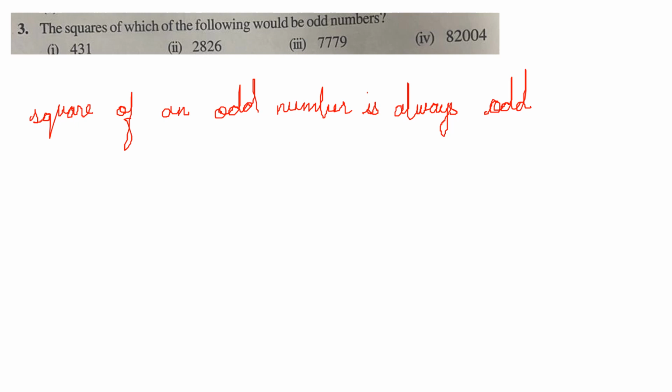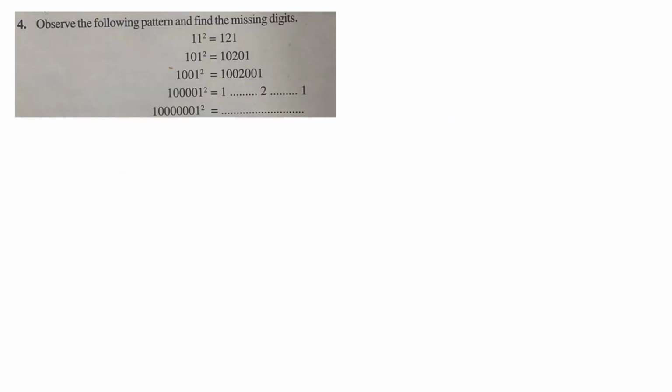So whichever number is an odd number, all those square numbers will definitely be odd numbers. So which numbers are odd here? 431 is odd, and 7779 is odd. Only these two are odd numbers. So only for question number 1 and 3, option 1 and 3, the squares of the numbers will also be odd numbers. The fourth question given to us is, observe the following pattern and find the missing digits.